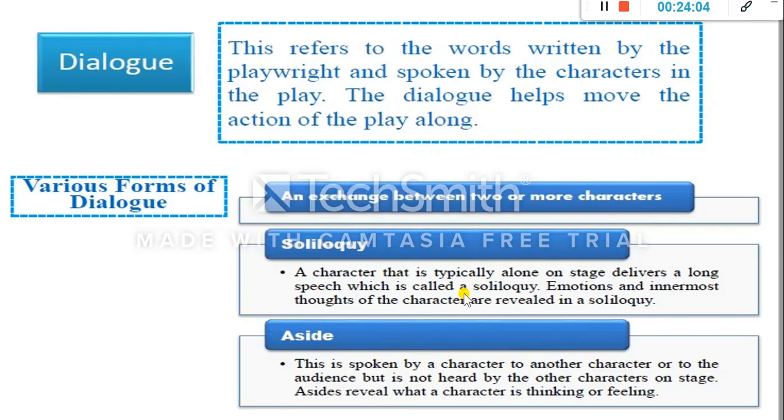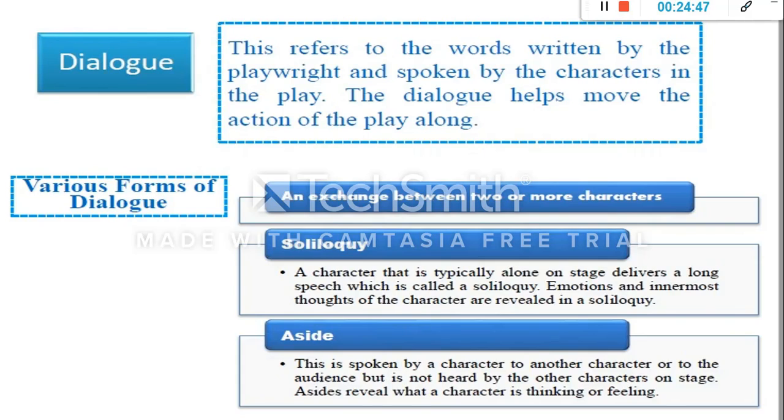unlike an exchange between two or more characters. This is not a conversation, but a character talking to another character or to the audience, okay? Soliloquy is usually spoken by one single character on the stage. And when a character is addressing another character, or talking about another character, or directly addressing the audience, it is called an aside.